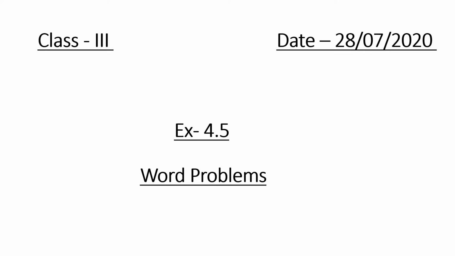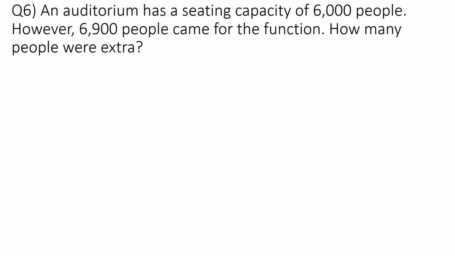So our question number 6 is, an auditorium has a capacity of 6,000 people. However, 6,900 people came for the function. So how many people were extra? So children, in the auditorium, there is a sitting capacity of only 6,000 people. Only 6,000 people can sit. But 6,900 people came for the function. So extra people came now. So you have to find out how many extra people came to see the function.